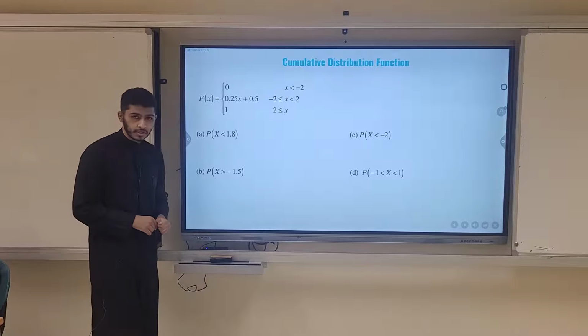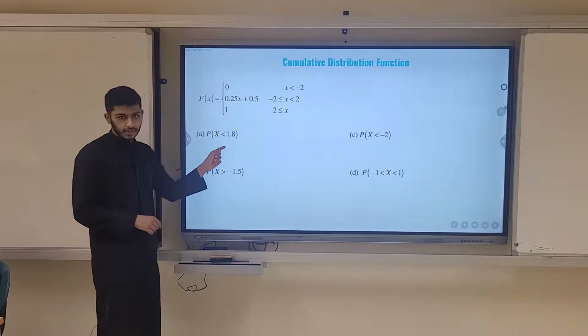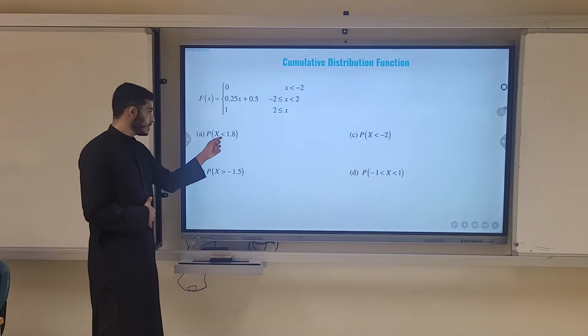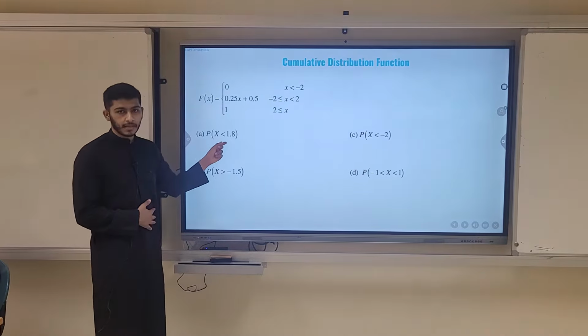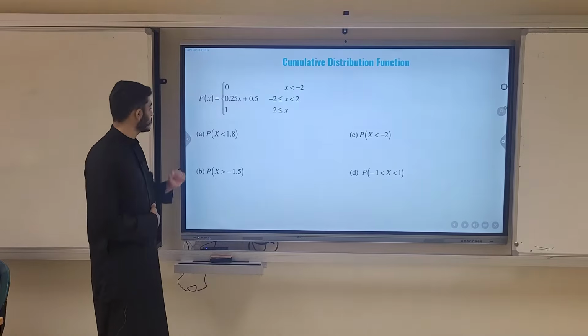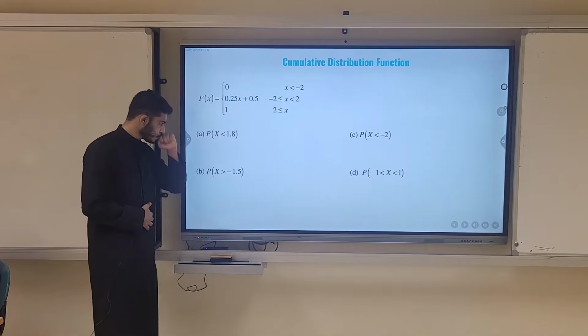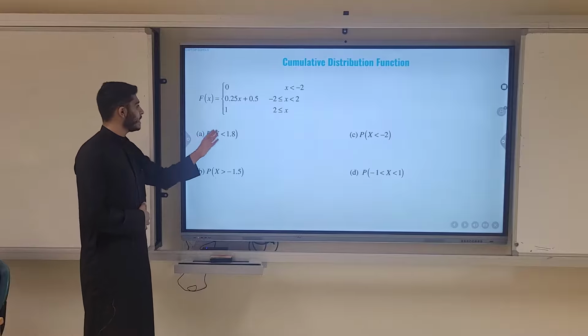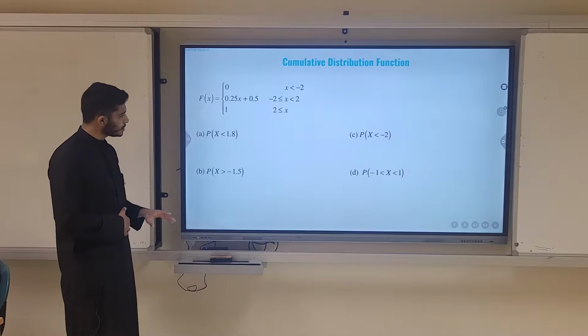And why did I say cumulative? Because, although this one does not have an equal sign, because of the property we just saw, it does not need to have an equal sign anymore to be considered cumulative. As long as it is less than or equal, it is going to be cumulative. So the probability of x less than 1.8 is a cumulative expression. So how do we solve it?